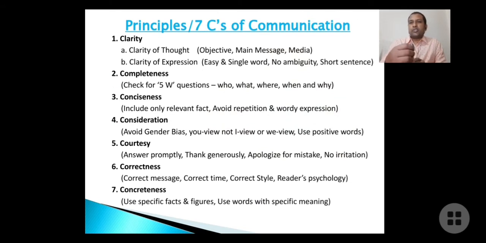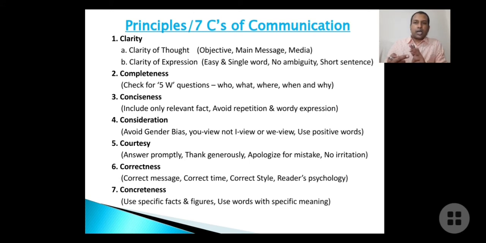Principles are 7 C's of communication. Number 1 is clarity. Clarity, you have to make clear the idea you are sending to the receiver. That is clarity of thought.